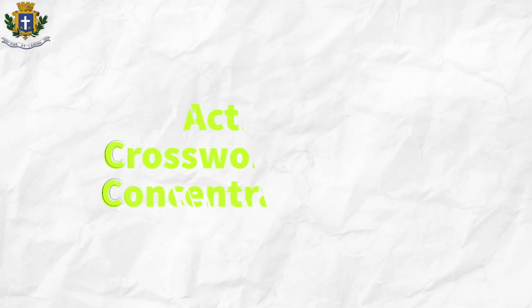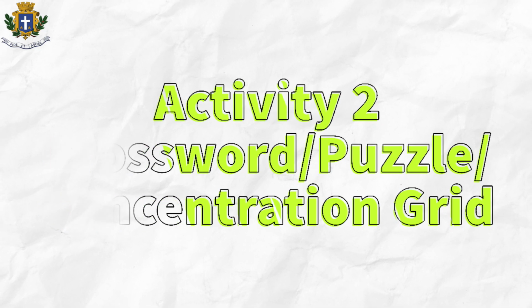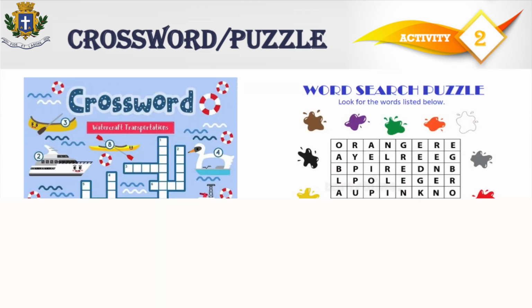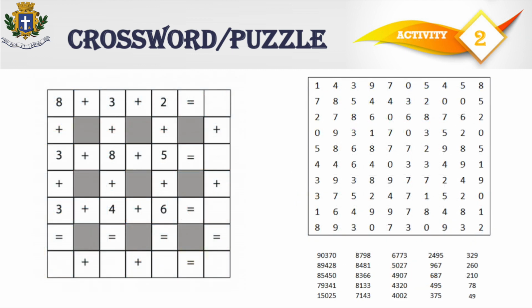Let's look at the next activity, which is a crossword or a word search puzzle or a concentration grid. A crossword or a word search is a word game that consists of letters of words placed in a grid like this, which usually has a rectangular or a square shape. The objective of this puzzle is to find and mark all the words hidden inside the box. Different types of word puzzles may be chosen. Even numbers can be used to form the grid.